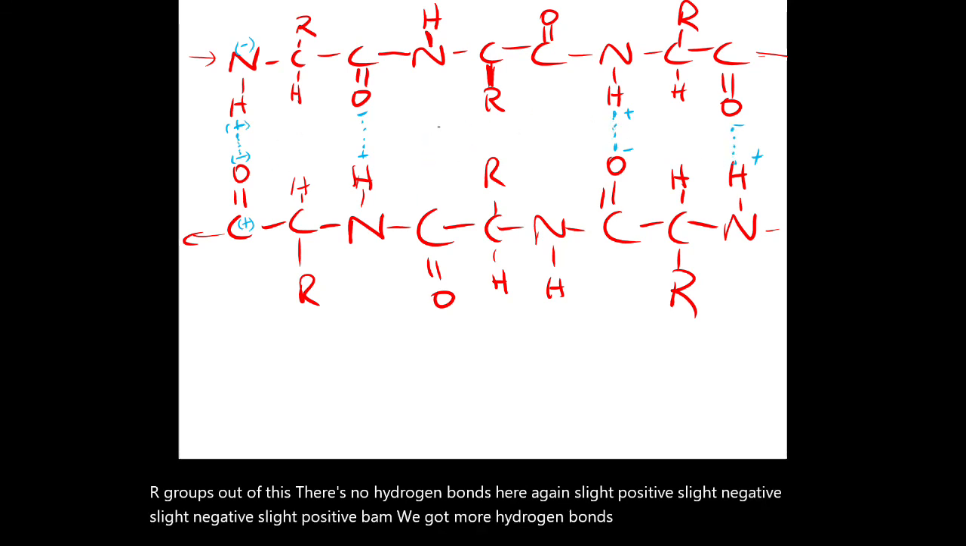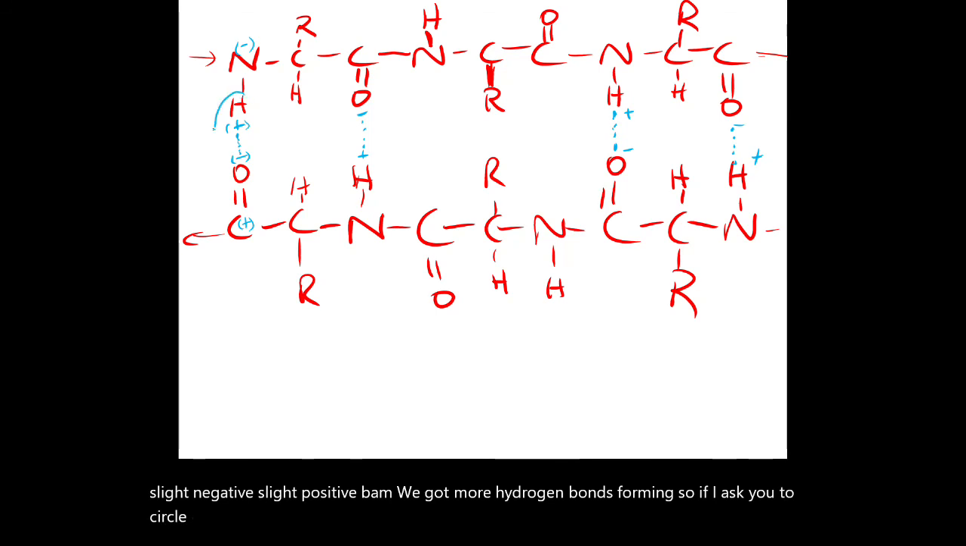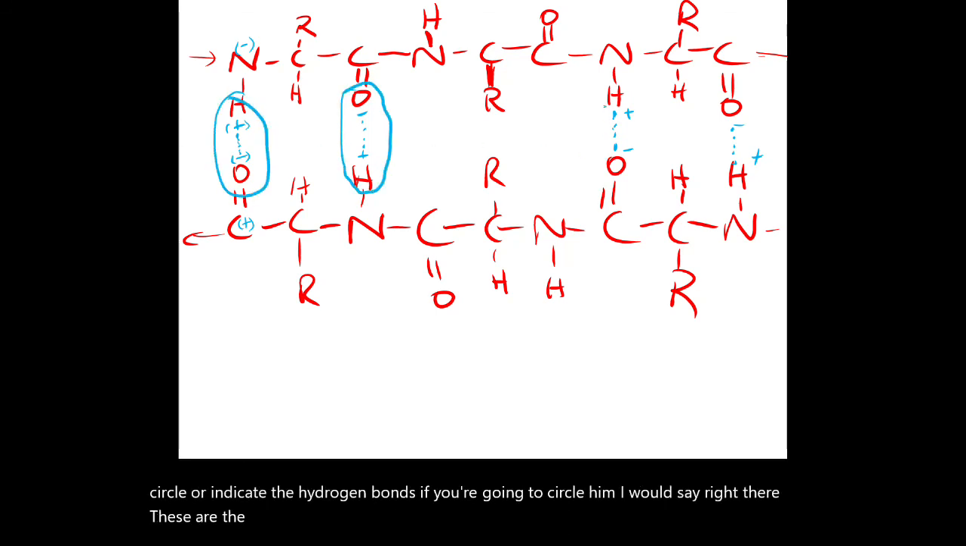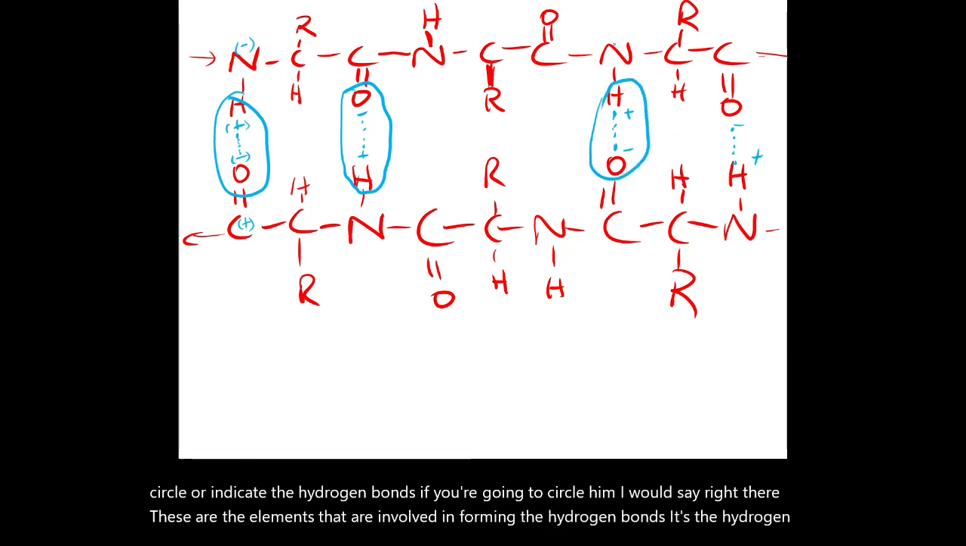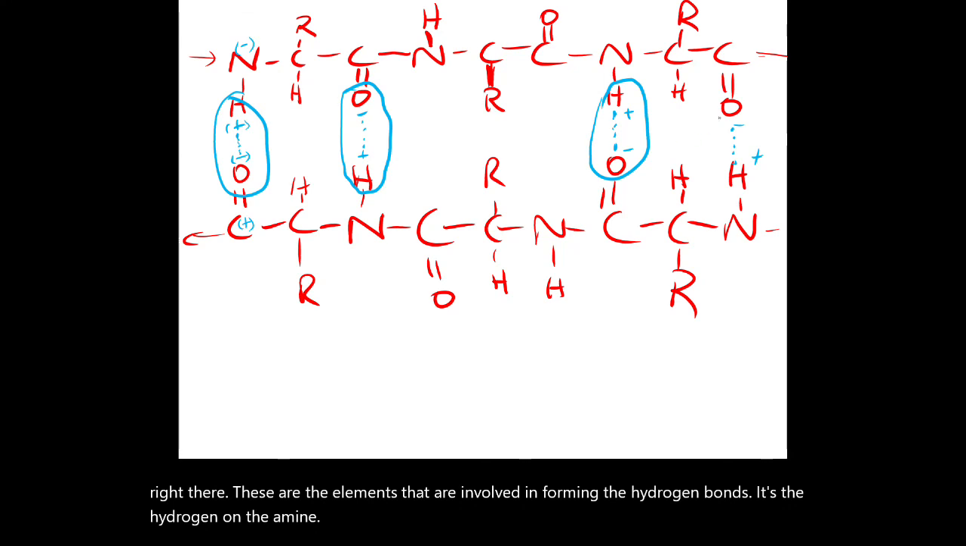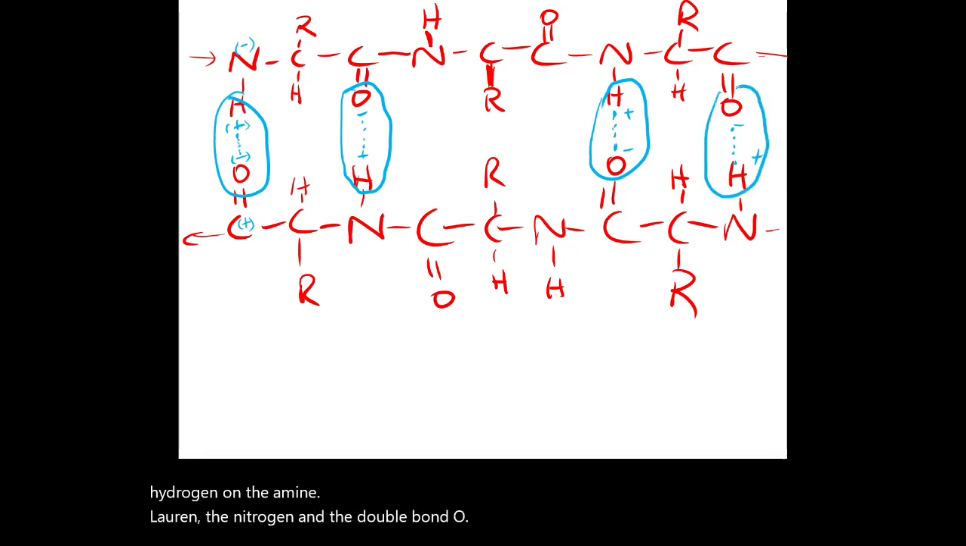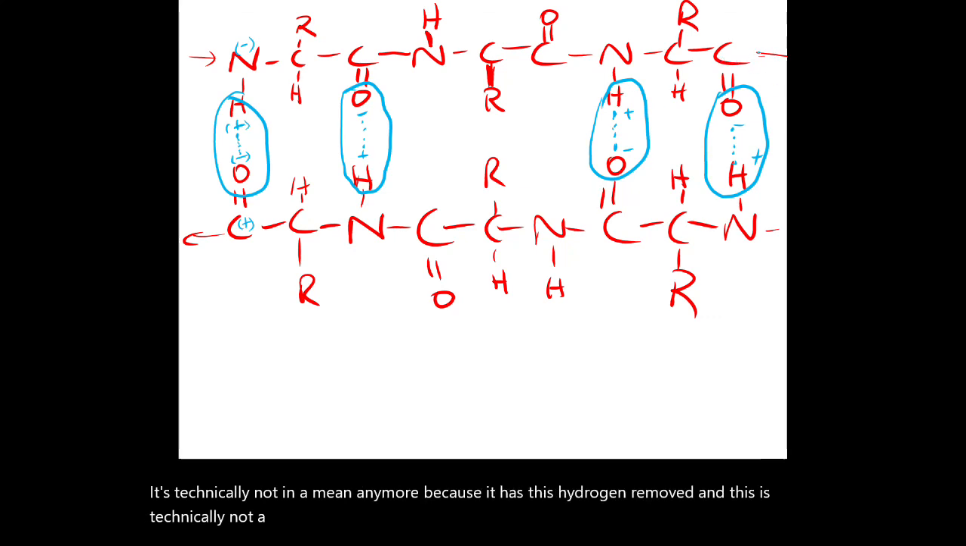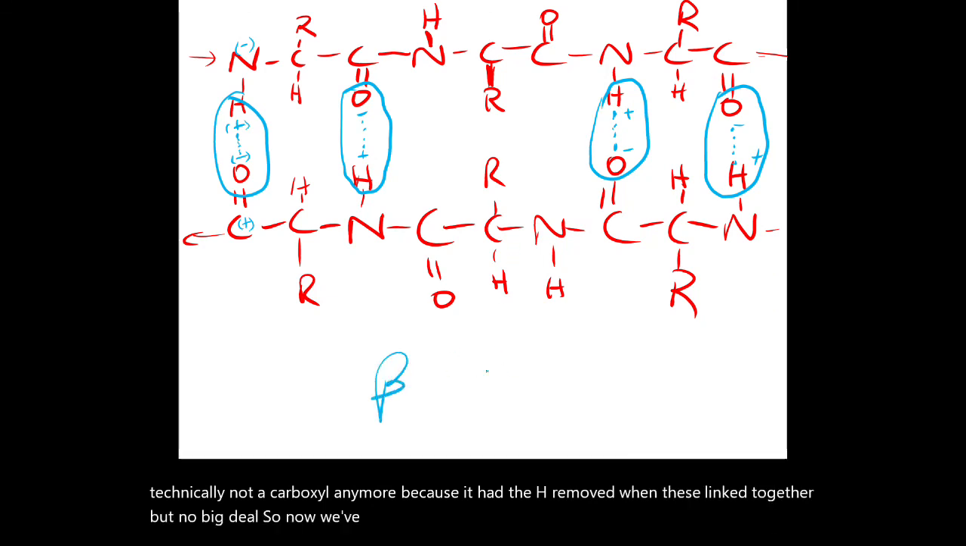So if I ask you to circle or indicate the hydrogen bonds, if you're going to circle them, I would say right there, these are the elements that are involved in forming the hydrogen bonds. It's the hydrogen on the amine or on the nitrogen and the double bond O. It's technically not an amine anymore because it has this hydrogen removed. And this is technically not a carboxyl anymore because it had the OH removed when these link together, but no big deal. So now we've drawn our first beta pleated sheet.